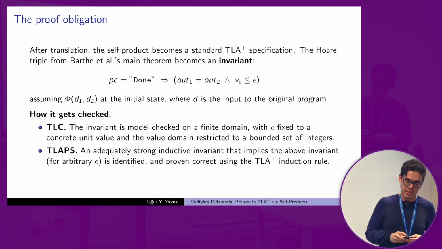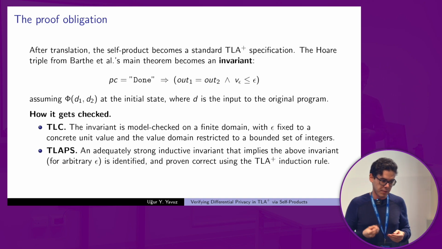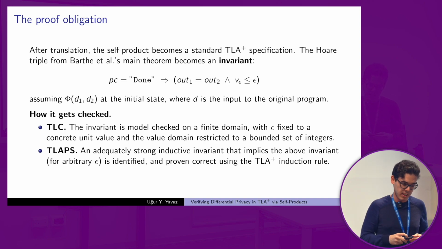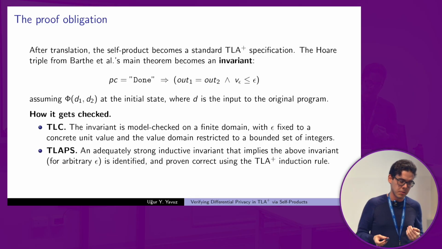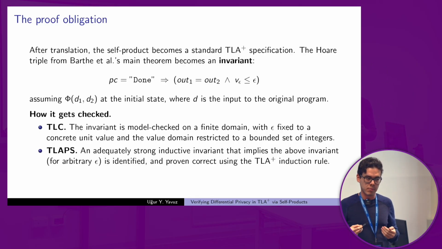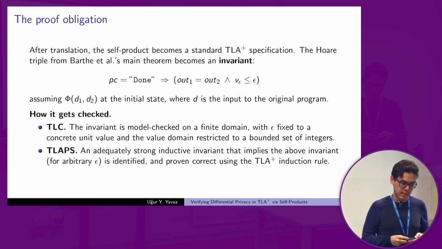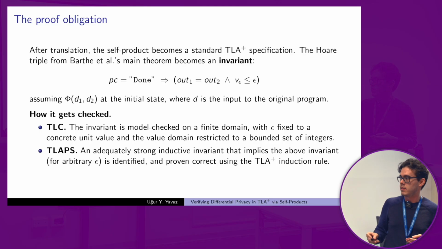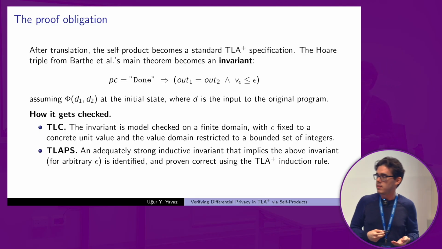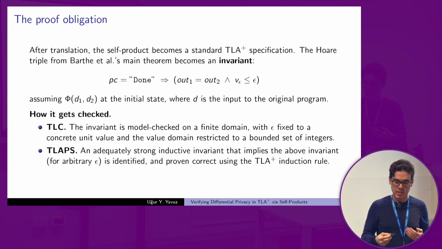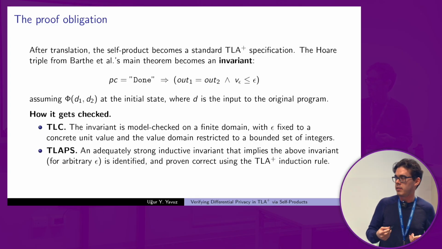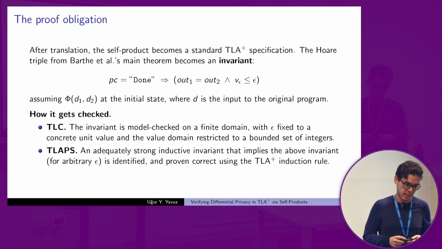We have 2 ways to check this invariance in the TLA ecosystem. First, TLC, the TLA plus model checker, for which we instantiate epsilon to a concrete unit value and restrict the domain of values to a bounded set of integers. Then TLC can enumerate all reachable states and reports a counterexample if the invariance is ever violated. This is especially useful if you're trying to catch incorrect privacy budget claims. If you claim a tighter bound than the algorithm actually achieves, TLC can produce a concrete trace witnessing the violation.